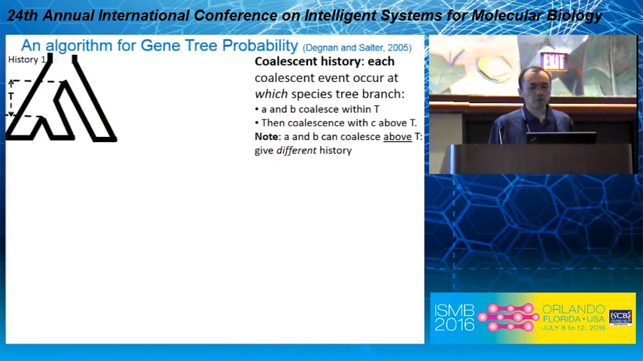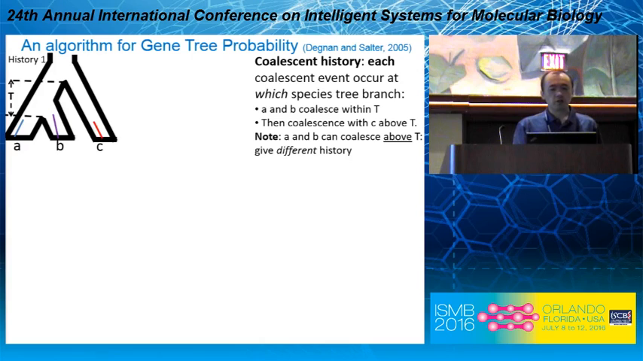The first algorithm was done by Degnan and Salter in 2005. It's more than 10 years ago. Their approach used something called a coalescent history. Coalescent history means that you need to specify, for every coalescent event, where it occurs on the species tree. You don't have to pinpoint exactly, but you need to tell roughly along which species tree branch this coalescent occurred.